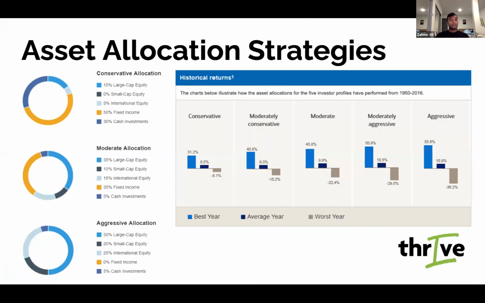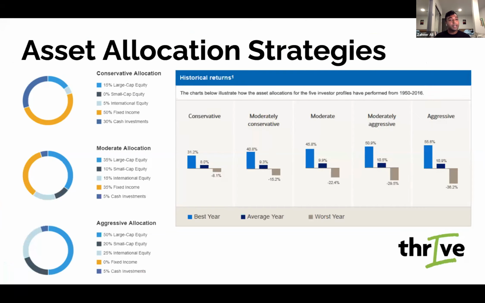As you get further in your investing journey, you're going to have to decide what kind of investor you are. Do you want to take a conservative approach, a moderate approach, or an aggressive approach to investing? Typically, the younger you are, the more aggressive you can be with your investing style. And the closer you are to retirement, the more conservative you're going to want to get, just to help mitigate your risk. So let's look at an example on the left.